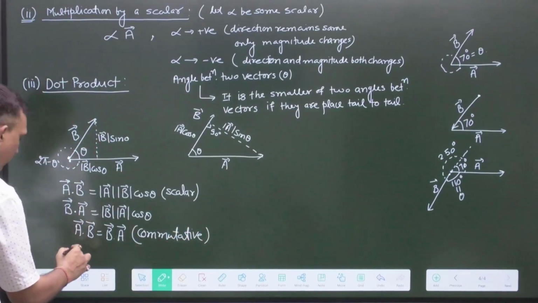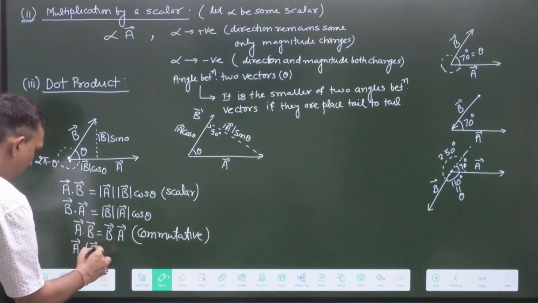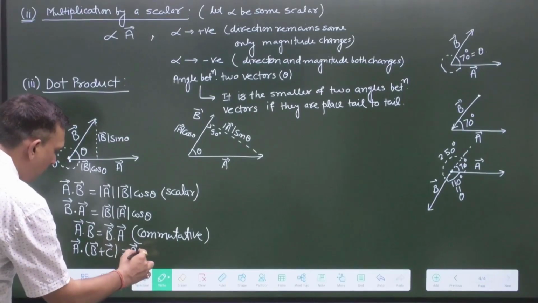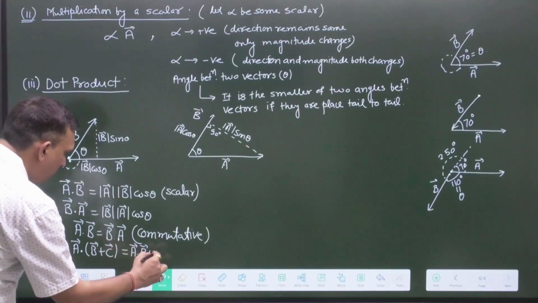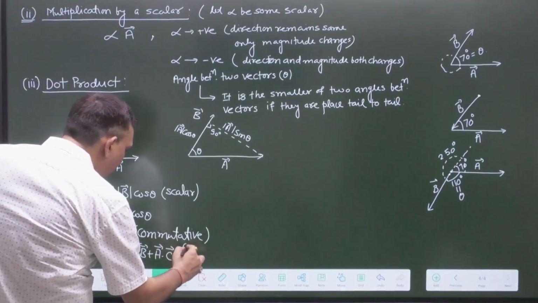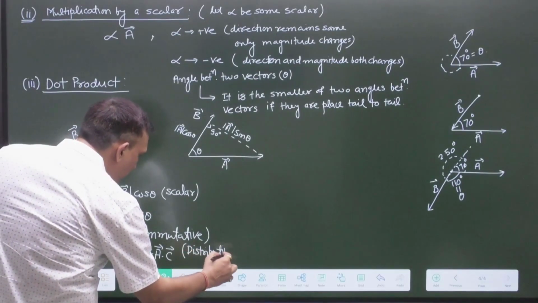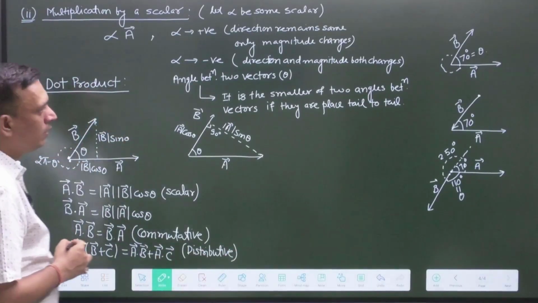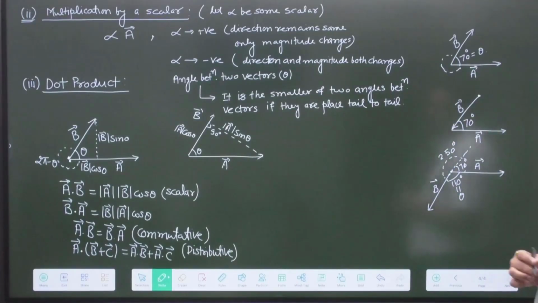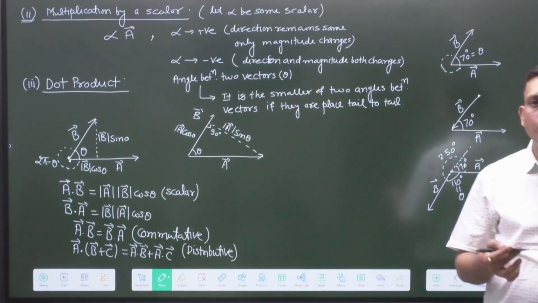This also holds the distributive property. So A dot, if you have B plus C, that is given by A dot B plus A dot C. That is distributive property. So dot product follows the distributive property.